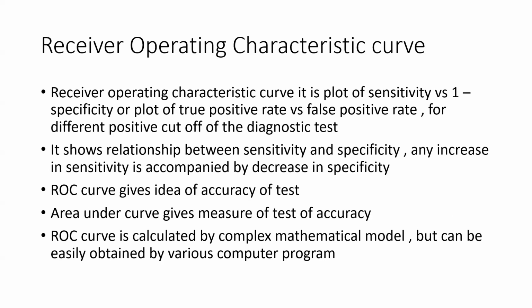Now the receiver operating characteristic curve. The receiver operating characteristic curve is the plot of sensitivity versus 1 minus specificity, or the plot of true positive rate versus false positive rate, for different positive cutoffs of the diagnostic test. It shows the relationship between sensitivity and specificity. Any increase in sensitivity is accompanied by a decrease in specificity. So ROC gives an idea of the accuracy of the test. Area under the curve gives the measure of test accuracy. The ROC curve is calculated by a complex mathematical model but can be easily obtained by various computer programs.